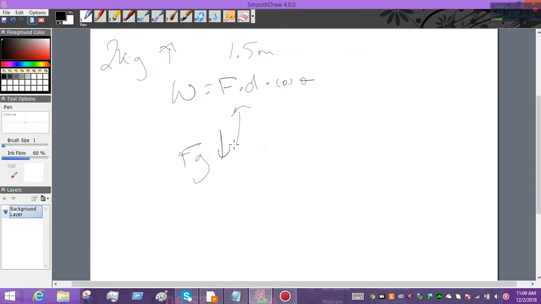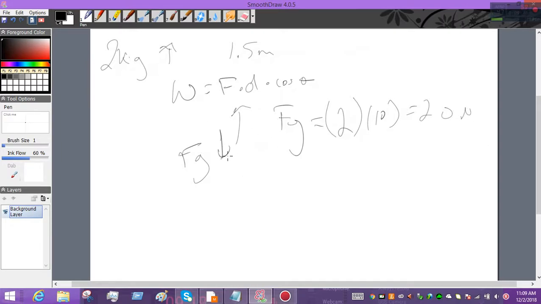So you've got an angle of 0 degrees, so that'll be 1. Okay, so if we think about our gravitational force, it will be equal to mass times 9.8. I'm just going to call 9.8 10 right now. So Fg equals 2 times 10 equals 20 newtons.